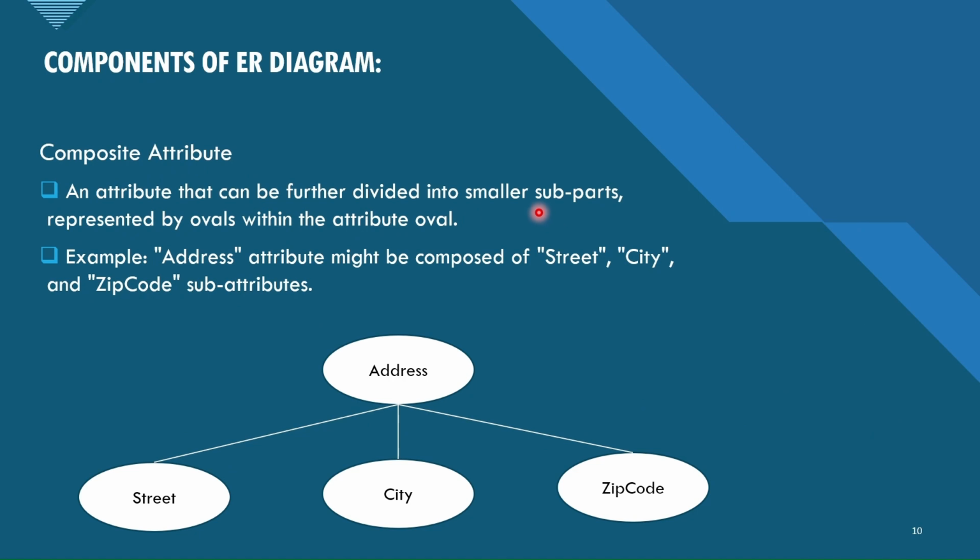Composite attribute. An attribute that can be further divided into smaller subparts, represented by ovals within the attribute oval. For example, an address attribute might be composed of street, city, and zip code. Another example might be the name, which is composed of the first name, middle name, and the last name.